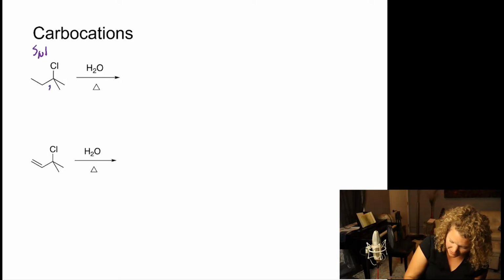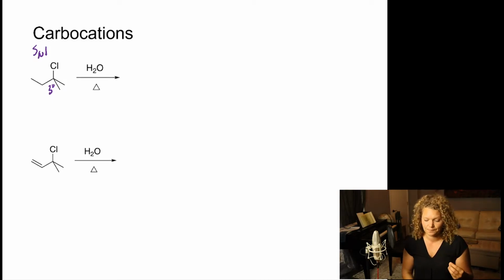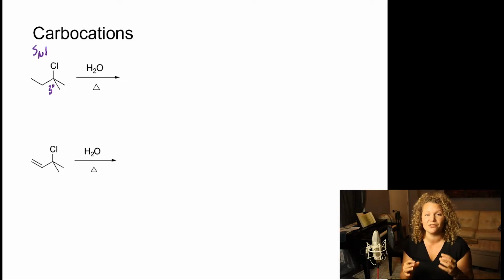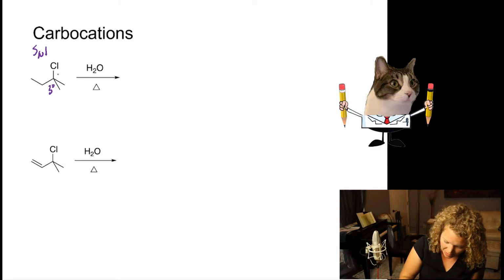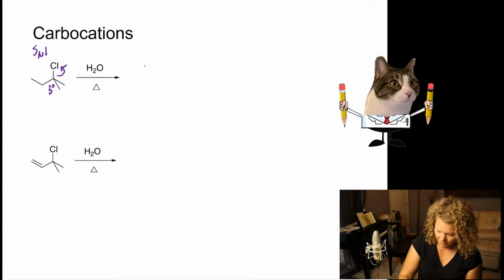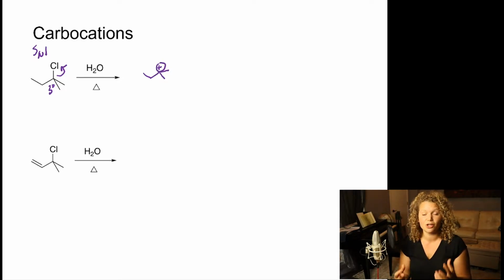Here I've got this chloride on a tertiary position. There are 3 carbon groups attached to this carbon that has the chloride, our leaving group. Our first step of the reaction is going to be loss of this chlorine. This is going to form our tertiary carbocation.